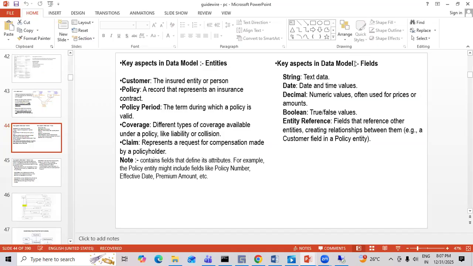Fields such as string, which represents text data. Date represents date and time values. Decimal represents a numeric value, you know, decimal, like 69.39. That is a decimal value.